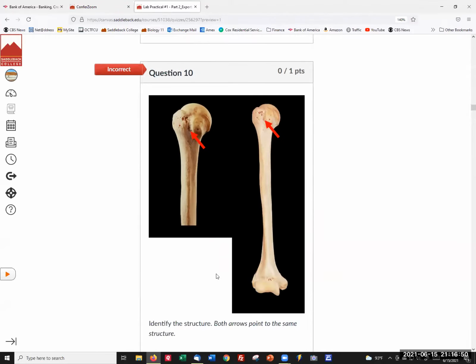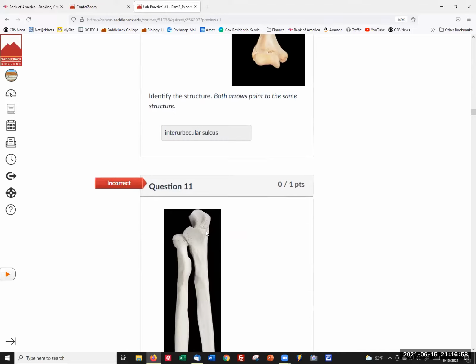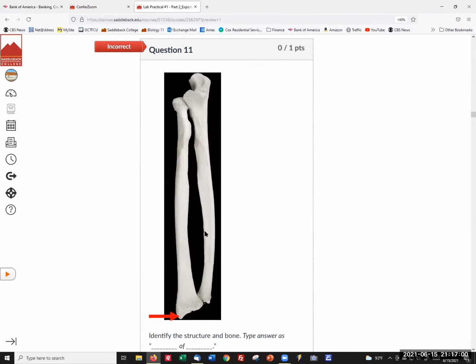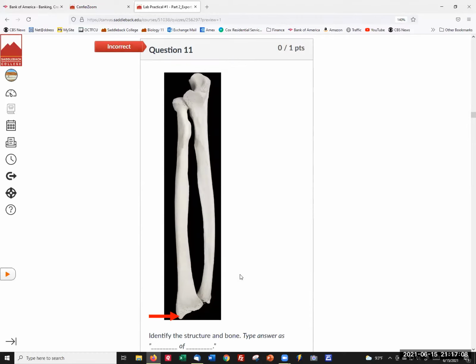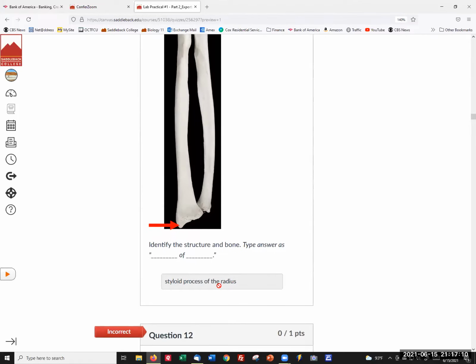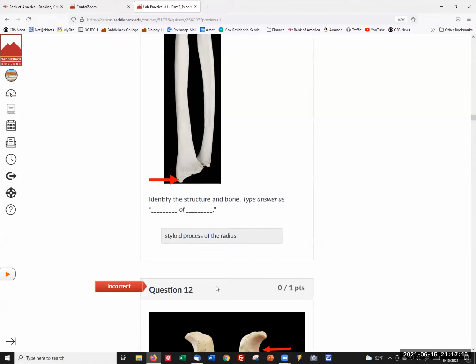Okay. This one, we called it the sulcus. They called it the groove. It was just nomenclature. This one, how can we miss the styloid process? Because I put of the radius. And that was the correct answer. And yet this kind of test marks things wrong. You don't worry about this.